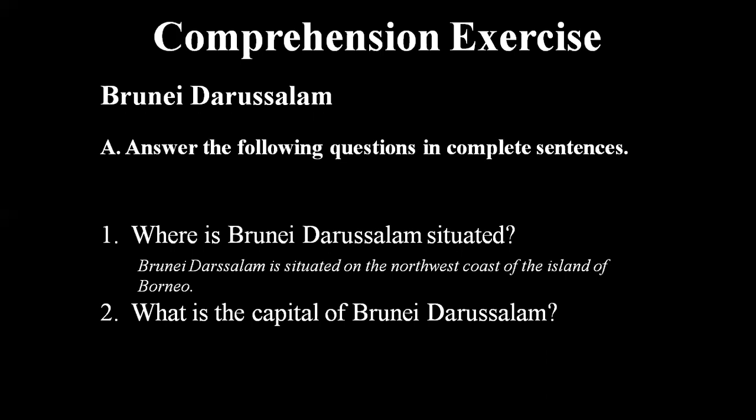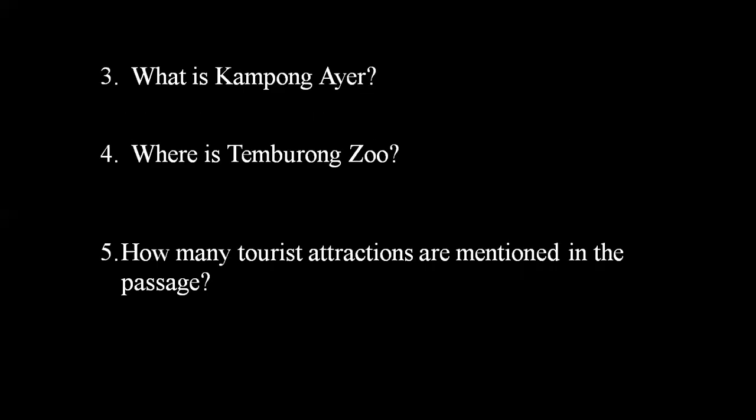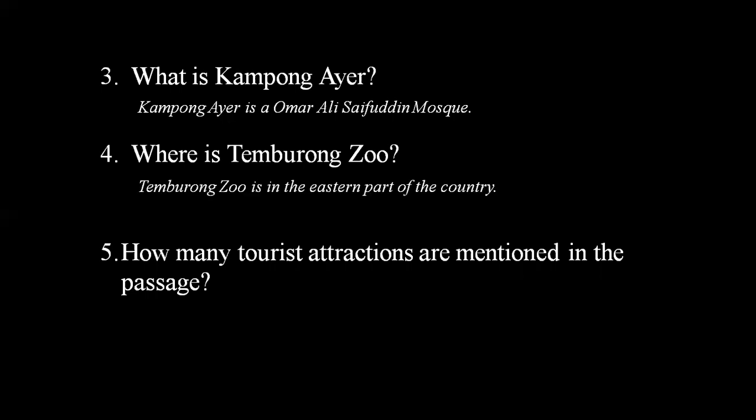Number 2, what is the capital of Brunei Darussalam? The capital of Brunei Darussalam is Bandar Seri Begawan. Now, number 3, what is Kampong Ayer? Kampong Ayer is a water village. Where is Tamburong? Tamburong is in the eastern part of the country.